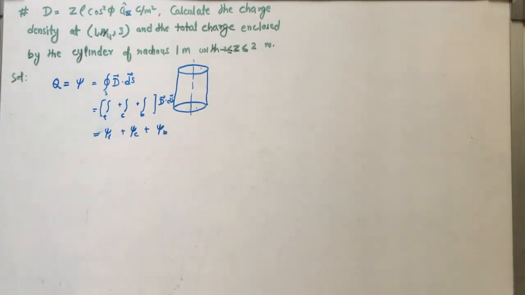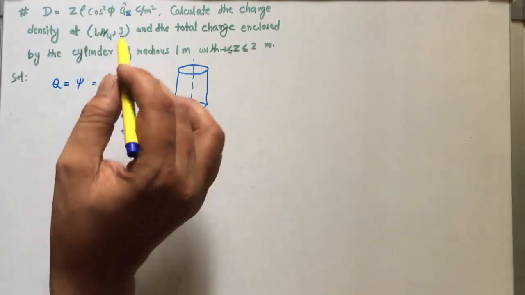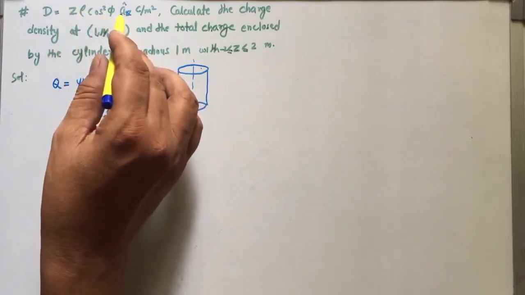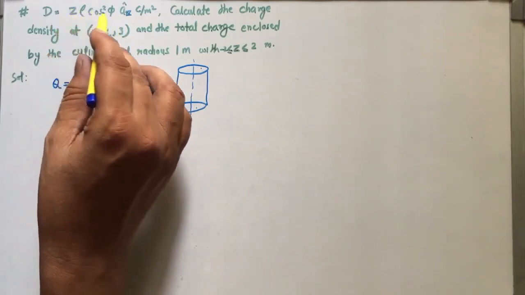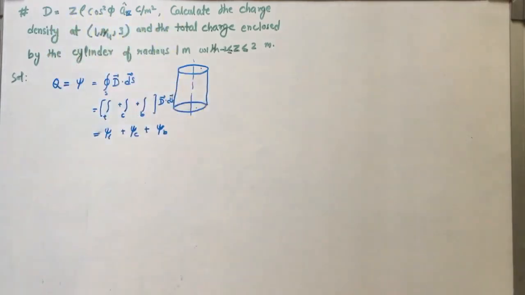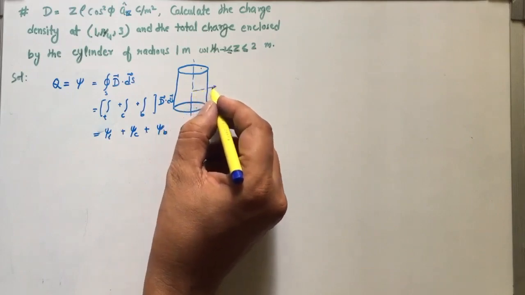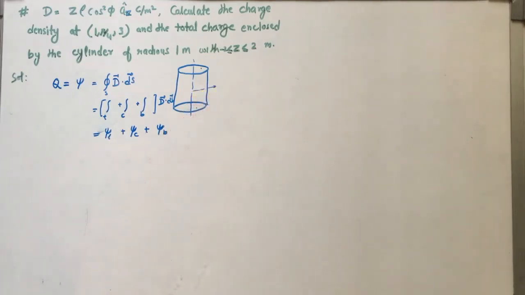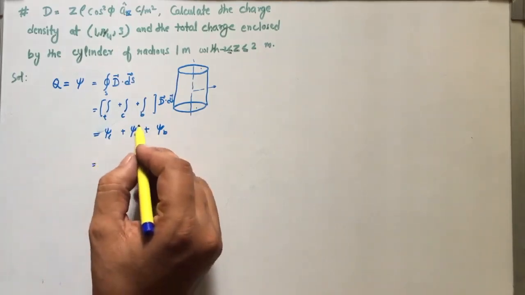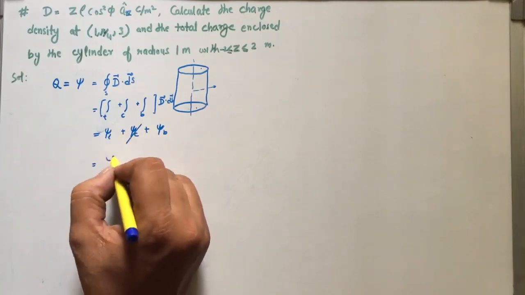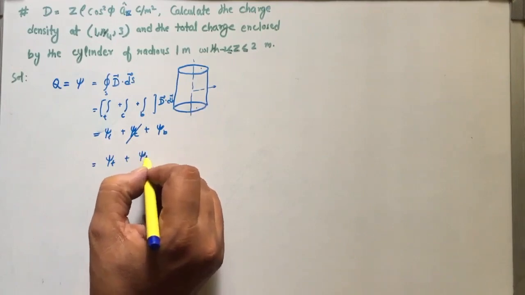Okay, so let us come to D. D is a component of az only, whereas the a rho and a phi components are 0. A rho component being 0 means there is no flux due to this in this direction. So the curved surface will not have any contribution. The flux will be at the top and bottom only.